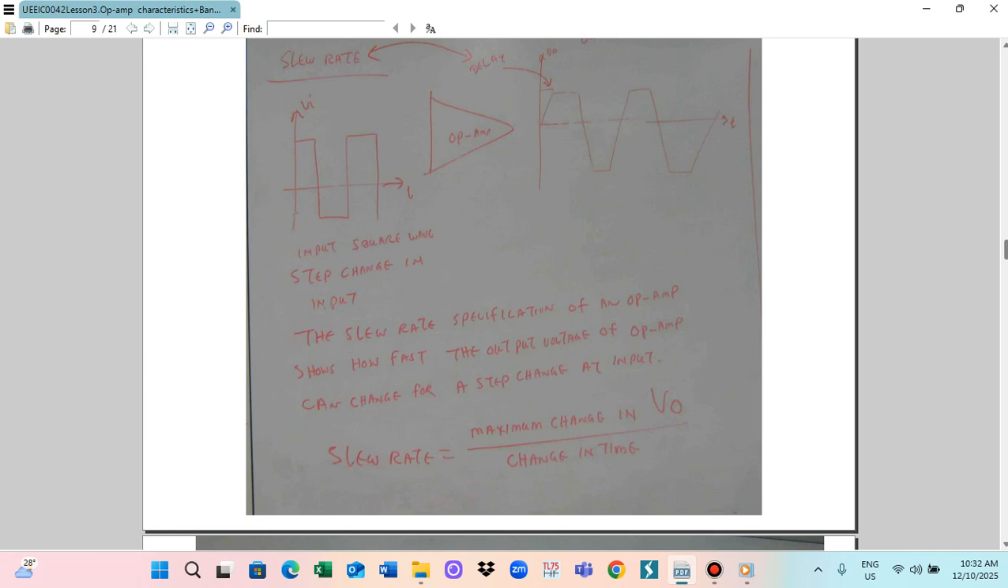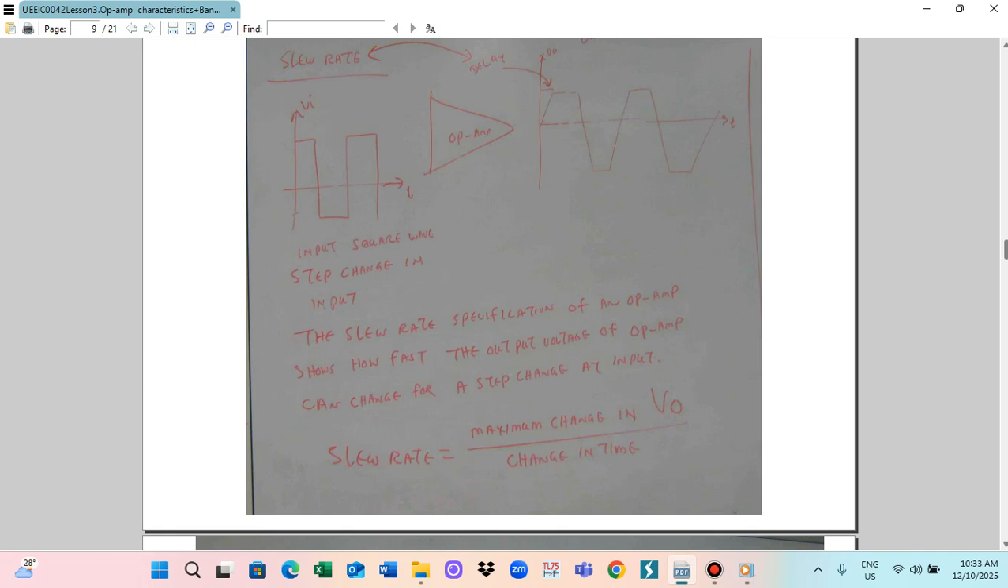Operational amplifier shows how fast the output voltage of the operational amplifier can change for a step change at input. So this is what we call the slew rate. The slew rate is a specification of an operational amplifier that shows how fast the output voltage of the op amp can change for a step change at input.